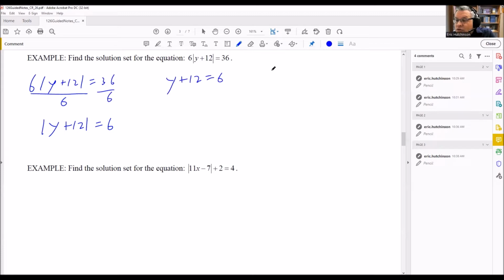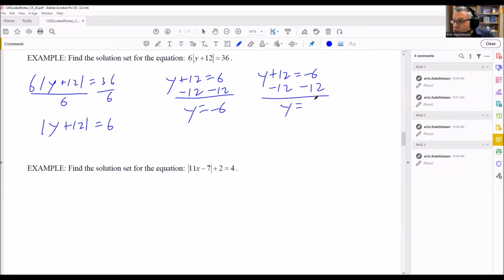So we have y plus 12 equals 6. We have y plus 12 equals negative 6. And then we're going to solve each of these individually. Just subtract 12 from both sides. We get y equals negative 6 as our first answer. And if we do the same thing over here, we're going to get y equals negative 18. So that would be your two answers, negative 6 and negative 18.